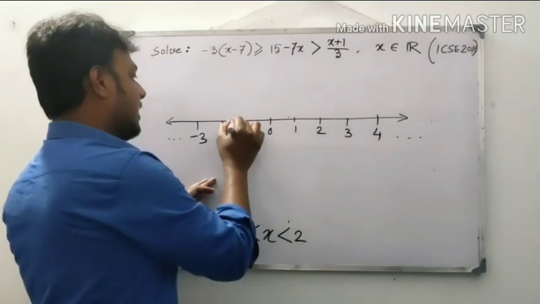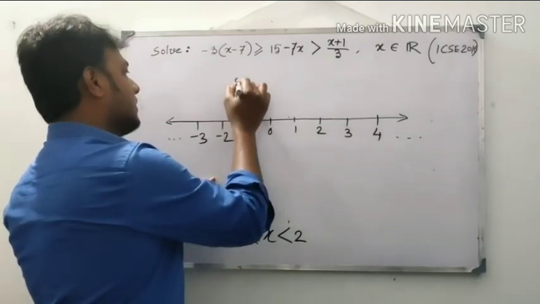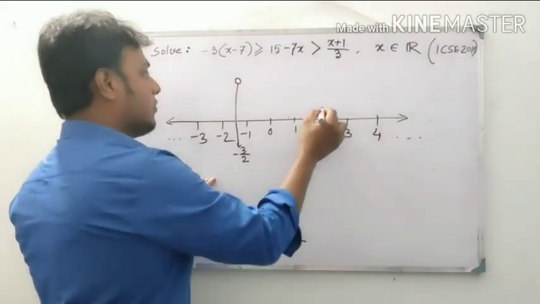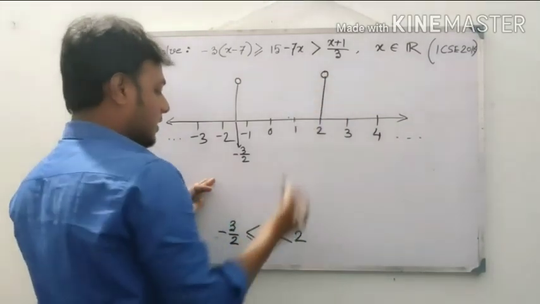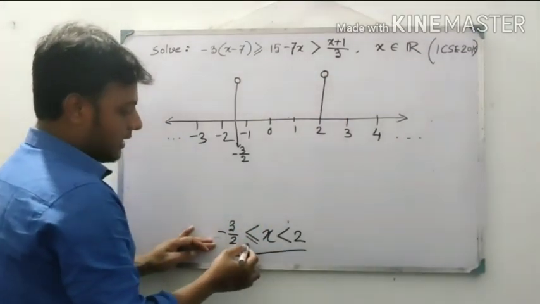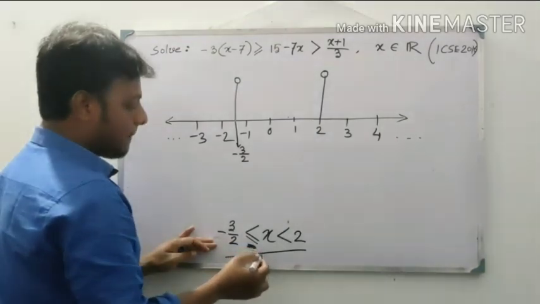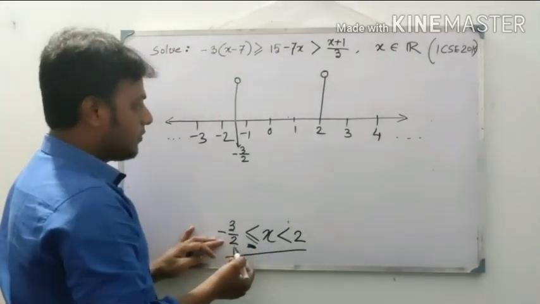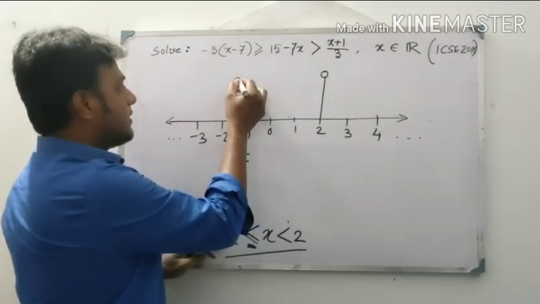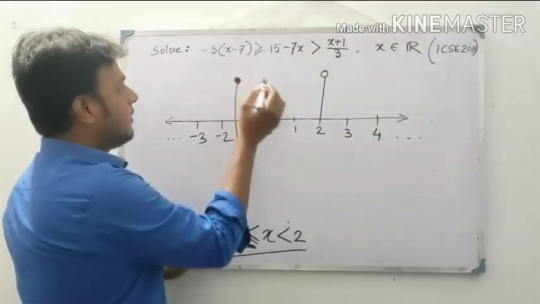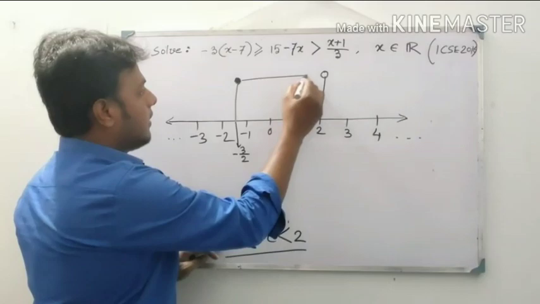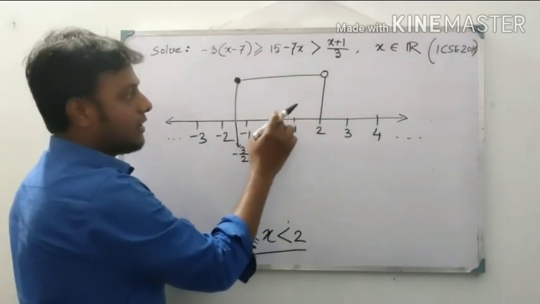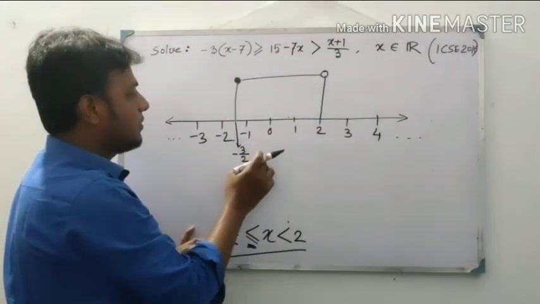This is for scaling, and 3 by 2. This is a circle. From 2, this is one more circle. In the solution set, since here less or equals to is there, there is a chance that x can take the value minus 3 by 2. So we have to fill this circle, and join a line. This is the symbolic form actually. This is the diagram of the solution.